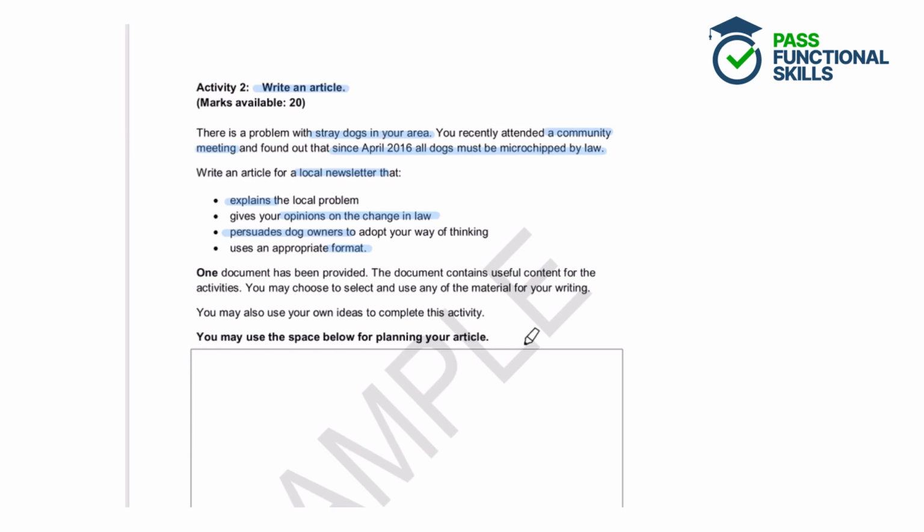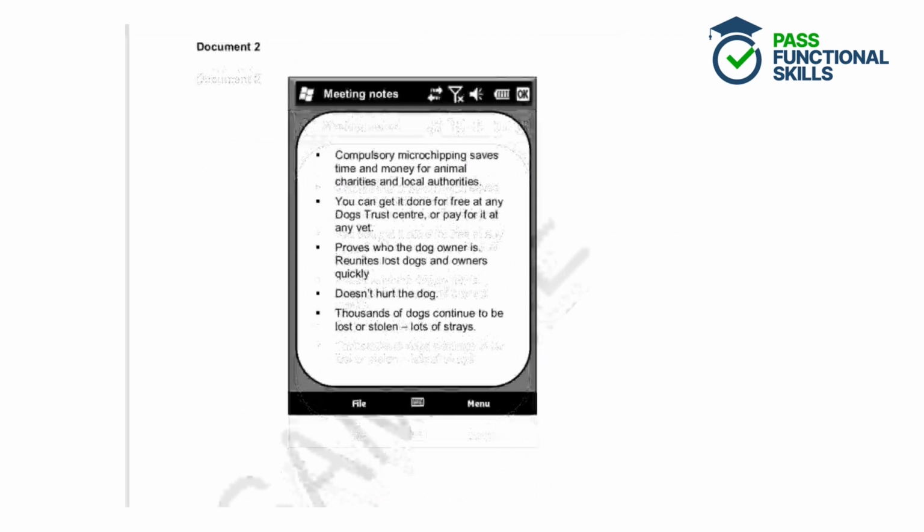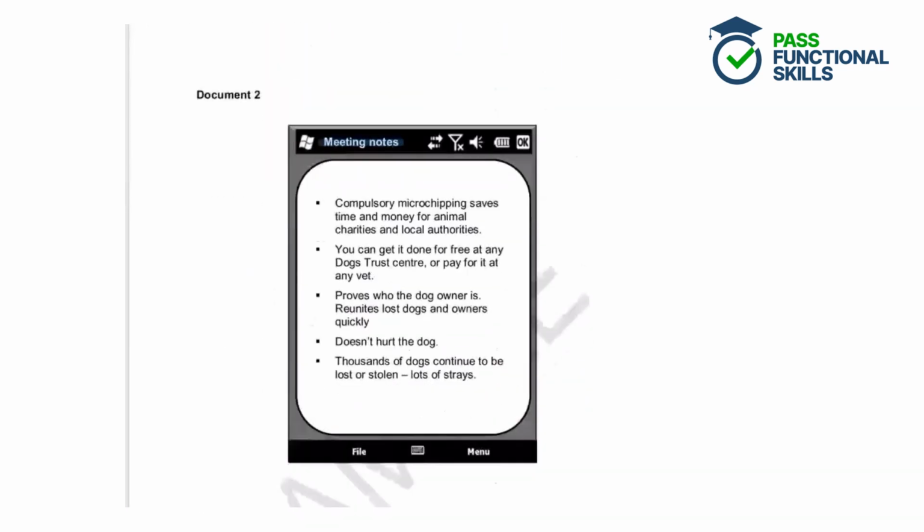So before we have a look at an example answer, let's take a look at the document that has been provided for us to get some inspiration that might be helpful when we're planning the answer. So we've got meeting notes from the community meeting that we went to, and these are the notes that we've made here.